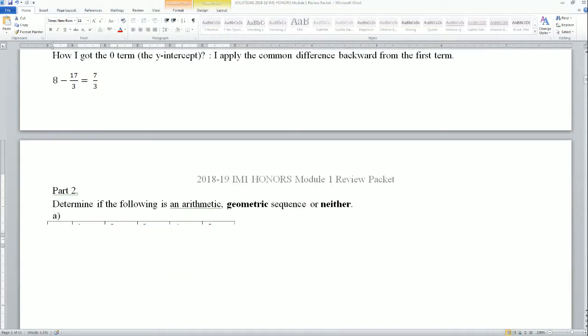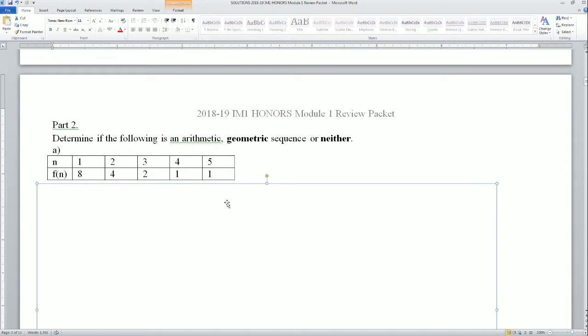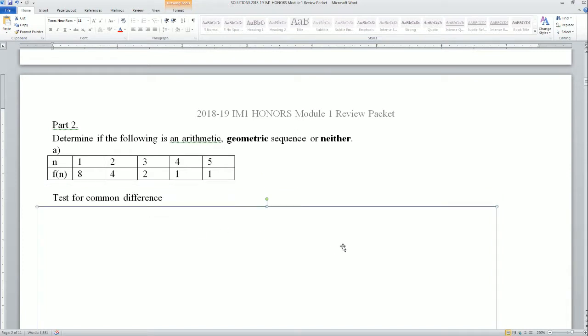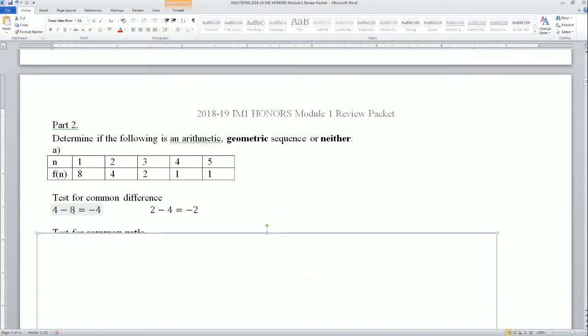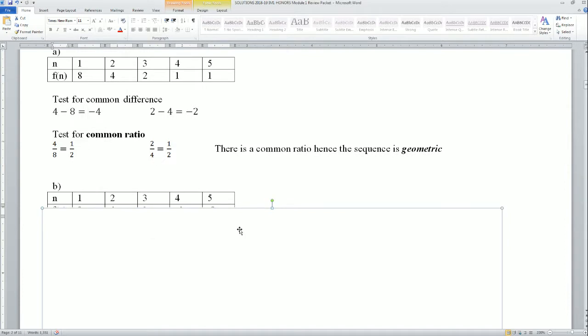Part 2, it asks us to determine if the following is an arithmetic sequence, geometric sequence, or neither. The first one, we have a table. I'm going to test for the common difference, which will get me an arithmetic sequence. 4 minus 8 or 2 minus 4, two different values. There's no common difference there. Common ratio, 4 over 8 or 2 over 4 gets me 1/2. So I would say this is geometric because there is a common ratio.